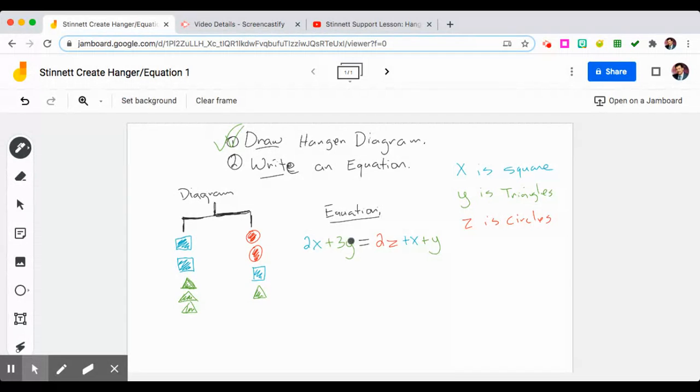You don't need to simplify this or anything like that. I just want you to make a diagram and then create an equation that matches that diagram. So I have two squares, 2x, three triangles, 3y on my left side, and two circles on the right, one square and one triangle: 2z, 1x, 1y. You can make yours way more complex if you want, or a little simpler if you like, however you want to do it. You're just making a diagram and an equation on the next slide. All right, thanks.